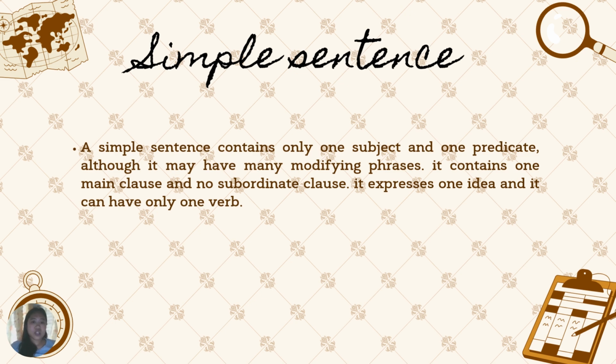A simple sentence contains only one subject and one predicate. Although it may have many modifying phrases, it contains one main clause and no subordinate clause. It expresses one idea and it can have only one verb. So, for example, the dog barks. The subject of this sentence is the dog and the predicate is barks.